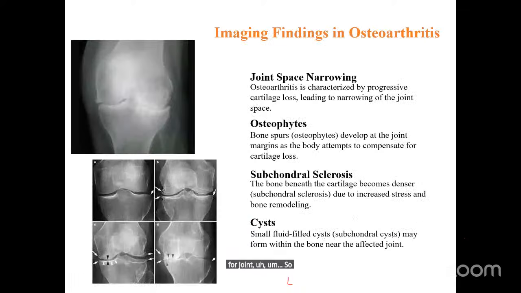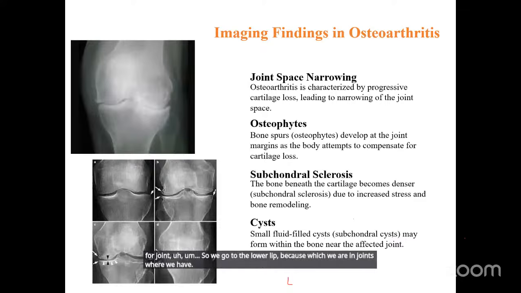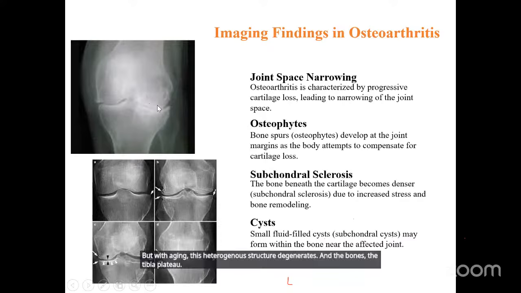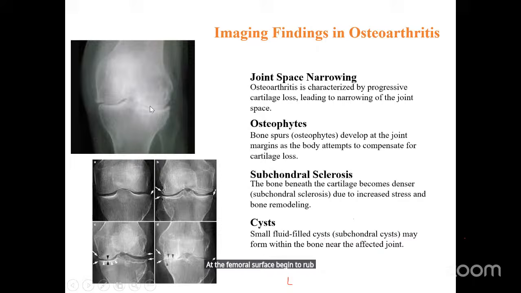So we go to the lower limb. Of course, weight-bearing joints, where we have the prevalence of arthritis. We know ideally this bone, the femur and the tibia, are not in close contact. There's a space filled with the meniscus and other cartilaginous structures, isn't it? Both from the femoral condyle and the tibial plateau. But with aging, these cartilaginous structures degenerate, and the bones, the tibial plateau and the femoral surface, begin to rub on each other. That is where we have this subchondral sclerosis.